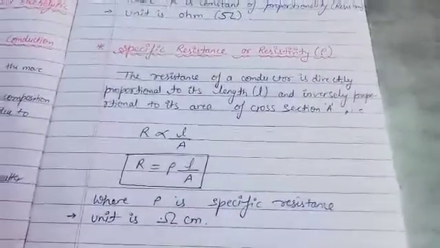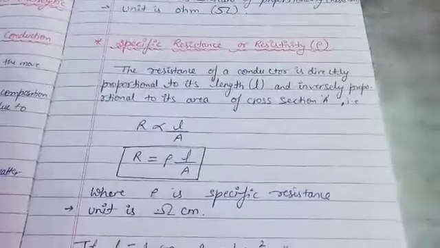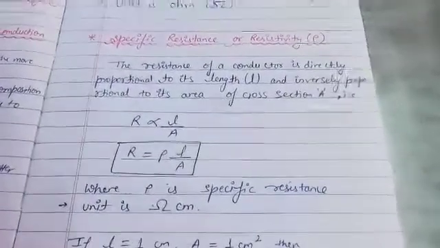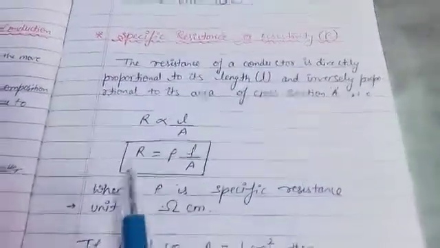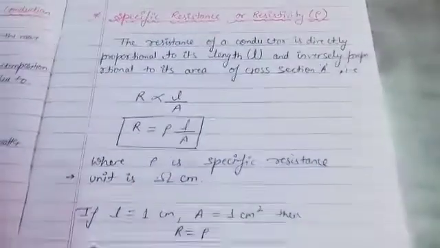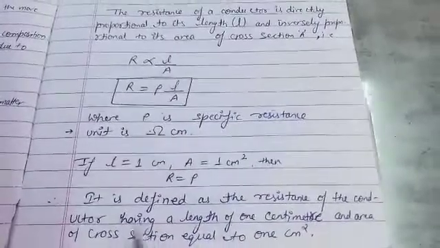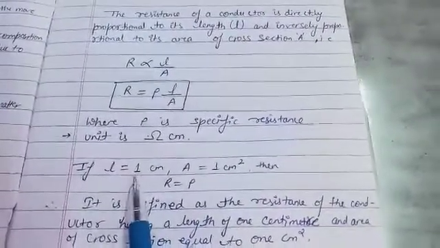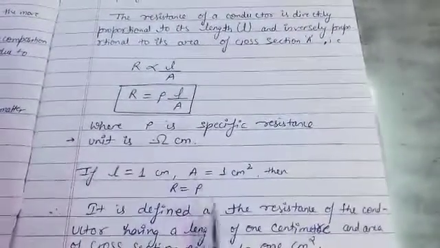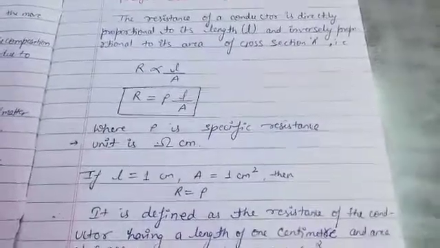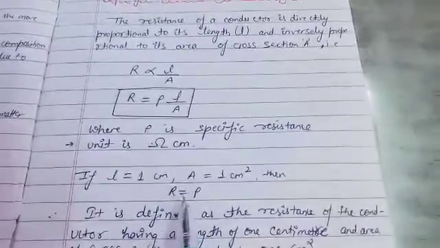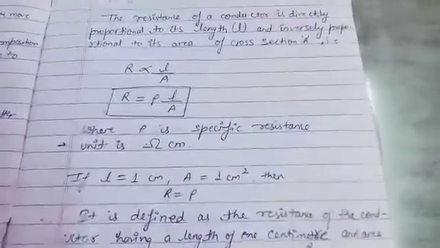Okay, now suppose in this case, if the length is 1 centimeter and area is also 1 centimeter square, so in that case R is equal to rho. So we have another definition also. It is defined as the resistance of the conductor having a length of 1 centimeter and area of cross section equal to 1 centimeter square. In that case rho is equal to resistance.